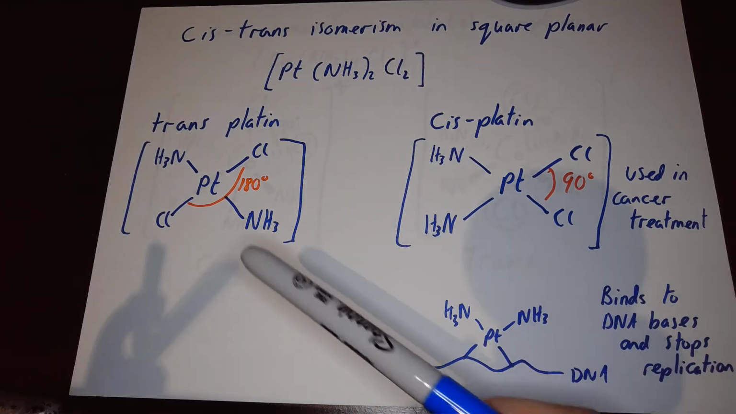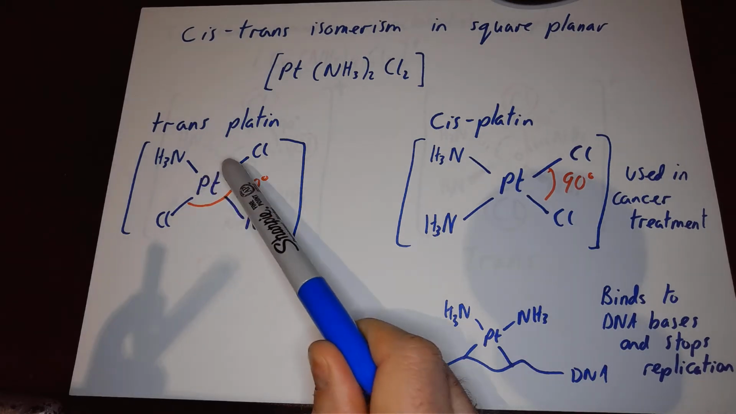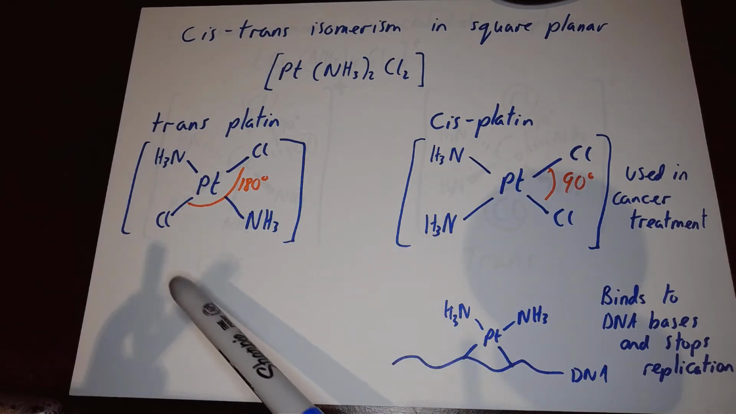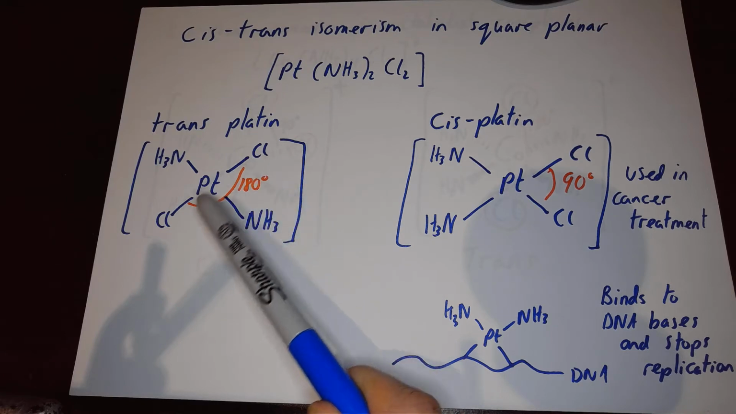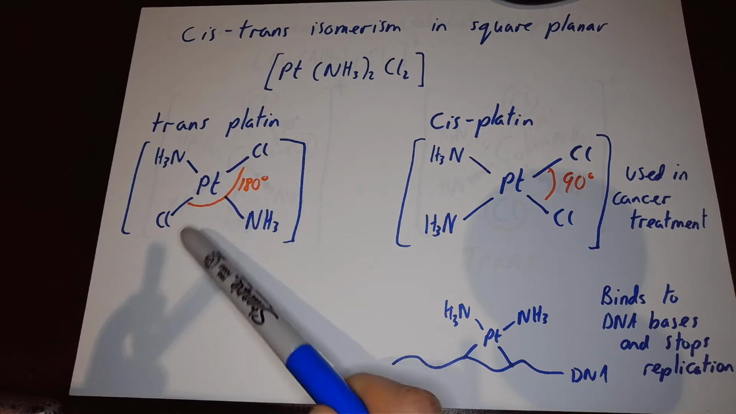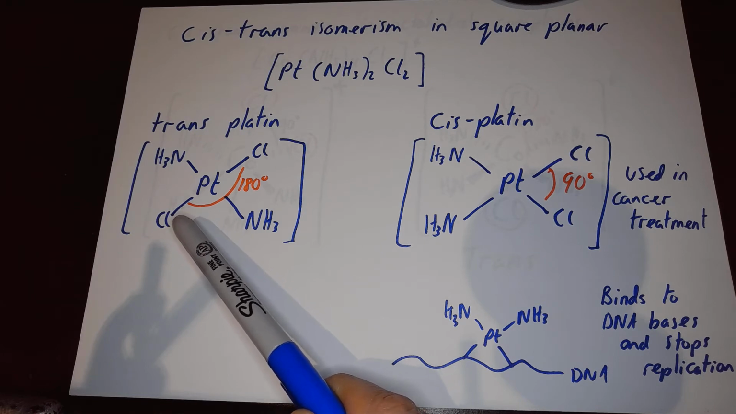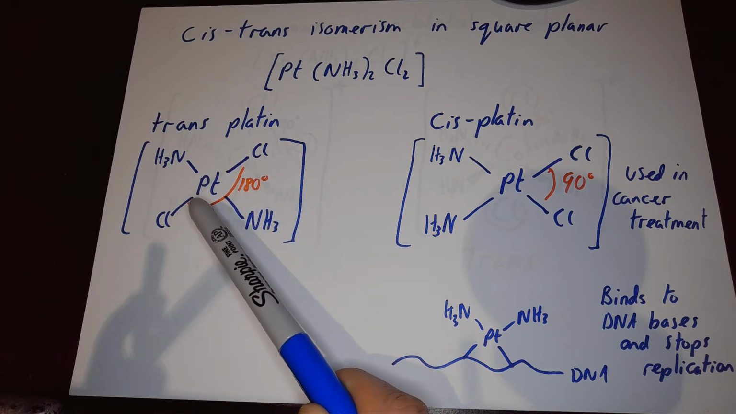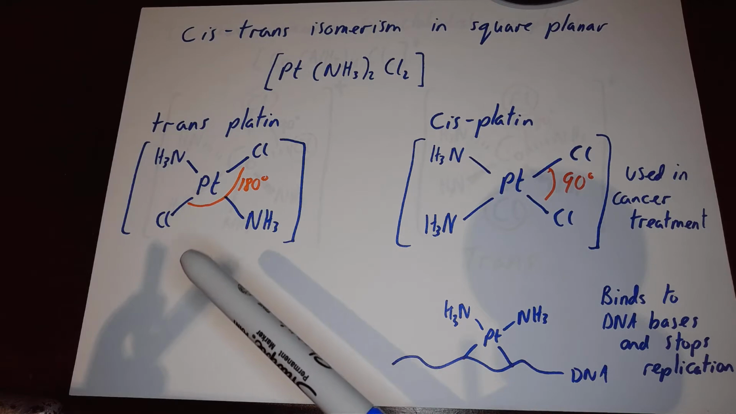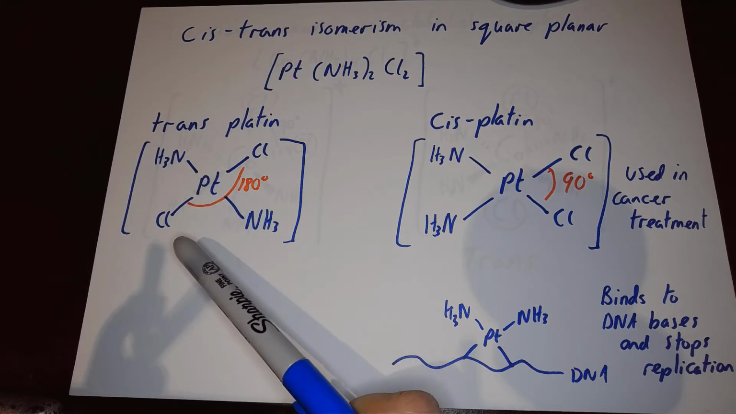So, if you remember, the bond angles here are 90 degrees. So the chlorines can be opposite each other, or we're looking in terms of chlorine, but we could equally look in terms of the ammonias. If we stick to chlorines for now, they could be opposite each other, in which case they're 180 degrees away from each other, and that's known as transplatin.